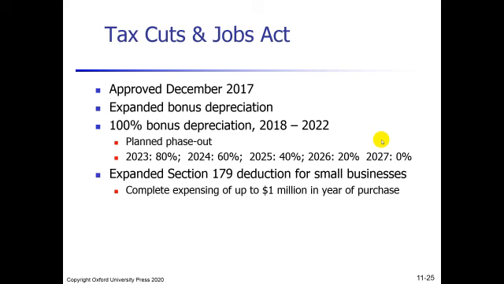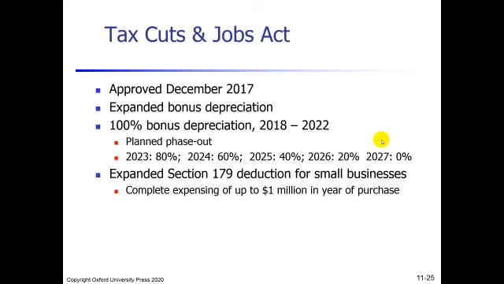So, we did make mention of the Tax Cuts and Jobs Act, and this is one thing that I like about your textbook: it has very up-to-date information on the most recent changes to the tax code. This did expand bonus depreciation from the period 2018 through 2022 all the way up to 100%. But as we had mentioned, there is a planned phase out where in 2023 it goes to 80%. And you can see on the screen that by 2027, unless there is something that changes in Congress, bonus depreciation will go away.